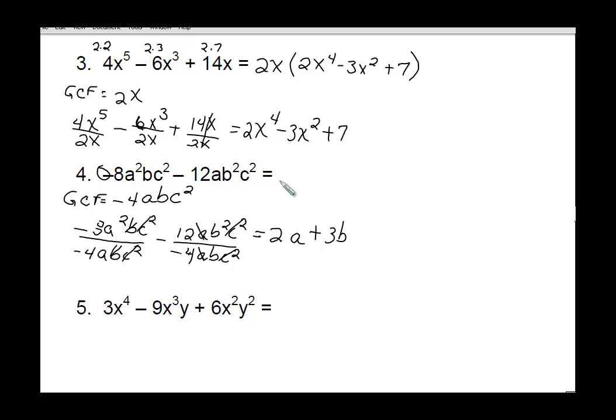So the final answer that you're going to write, your factored polynomial, is your greatest common factor in front, negative 4abc squared, times 2a plus 3b. And you're done. That's your final answer right here.